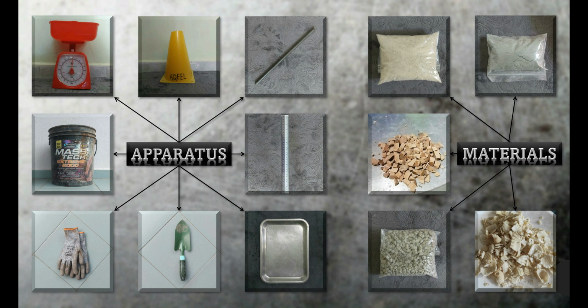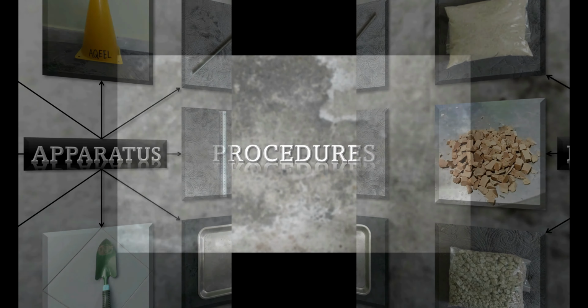List of apparatus and materials. The apparatus used in this project are weighing scale, mold, tamping rod, mixing container, hydrophobic gloves, shovel, ruler, and non-absorbent horizontal plate with smooth surface. Meanwhile, the materials used in this project are water, cockle shell, broken vase, fine aggregate, cement powder, and coarse aggregate.